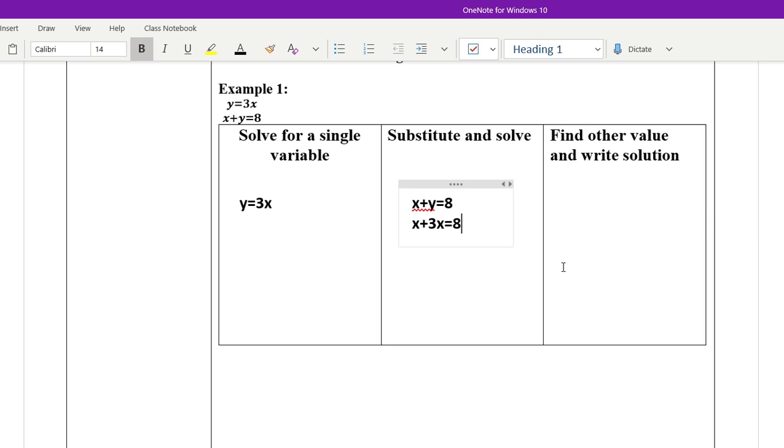From here, we can solve. First, we have to simplify. x plus 3x is 4x, and it still equals 8. Now we can solve where we divide both sides by 4, and we find out that our x value is equal to 2. So we replaced our y value with its equivalent expression, which gives us all one variable. This allows us to solve one variable for a value.